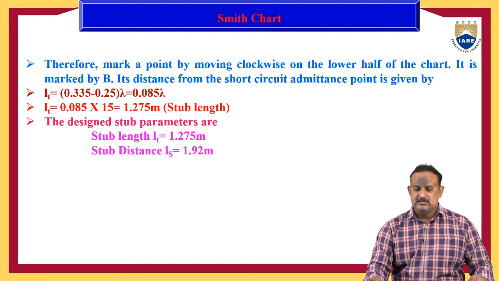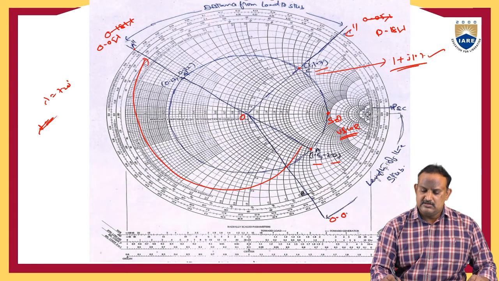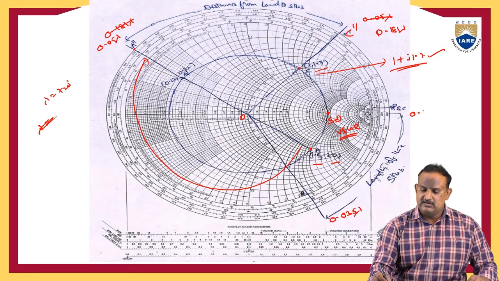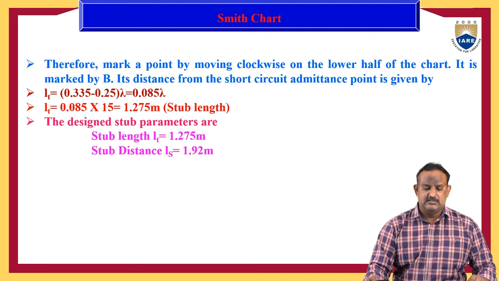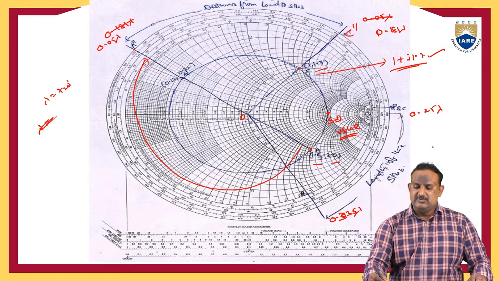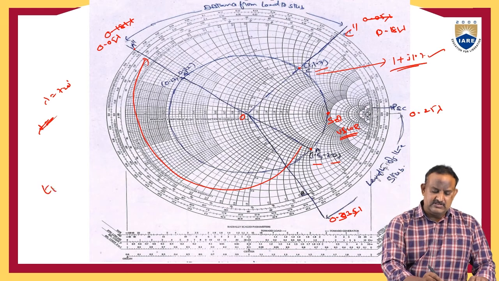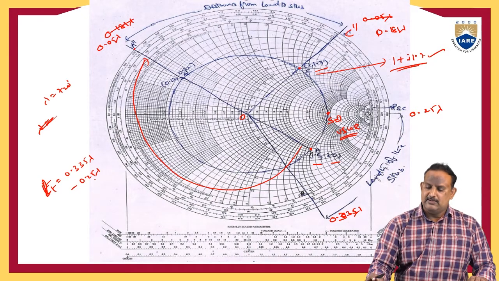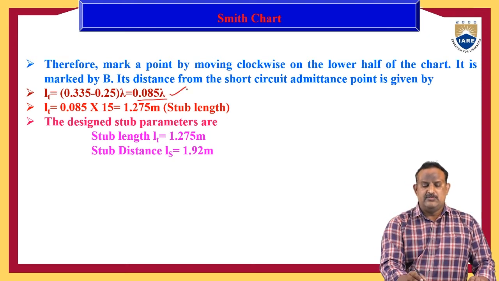Therefore, the LT value here is 0.335 lambda. The other reading is 0.25 lambda. So for the distance between these two, we will use the length of the stub, LT. Therefore, LT is equal to 0.335 lambda minus 0.25 lambda. If we subtract, we have 0.085 lambda.